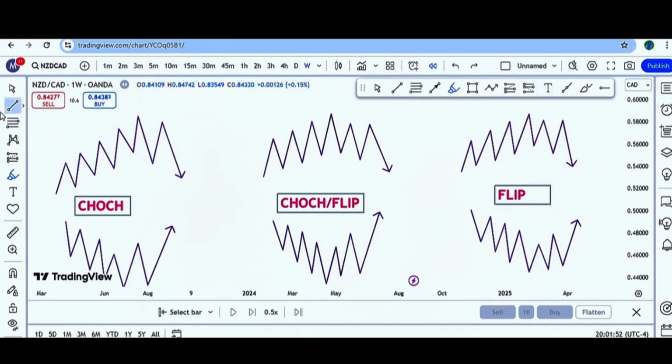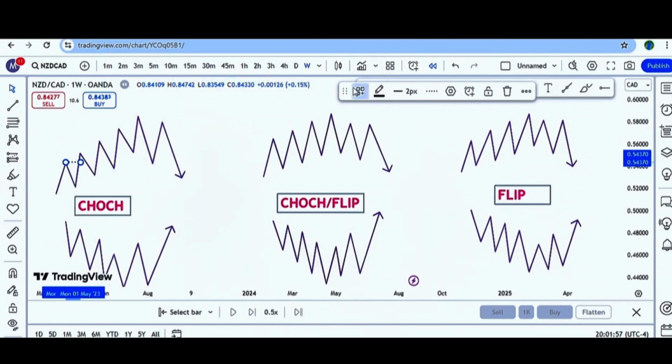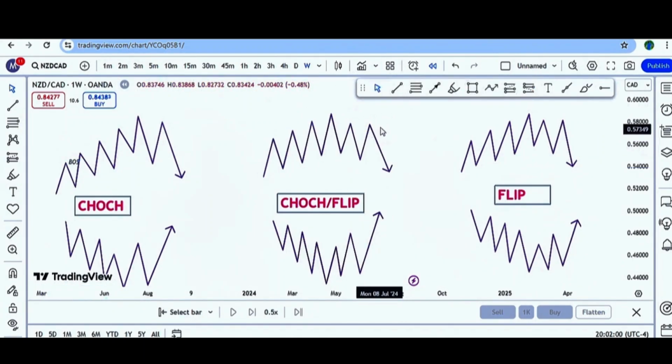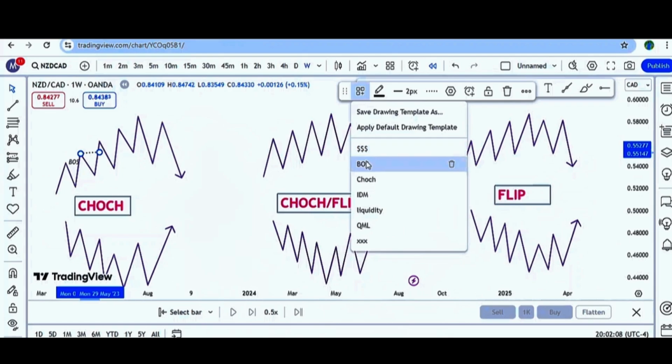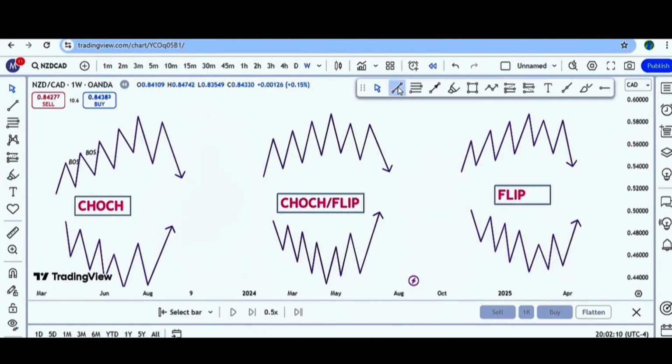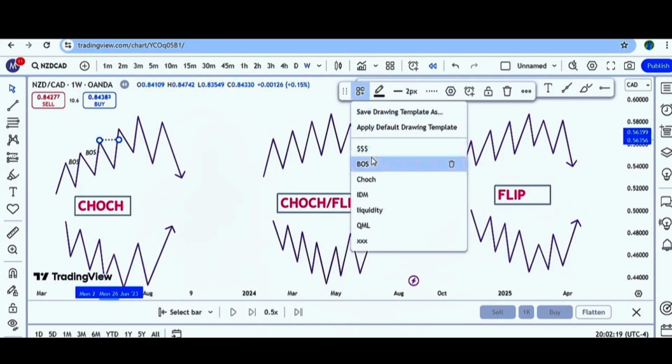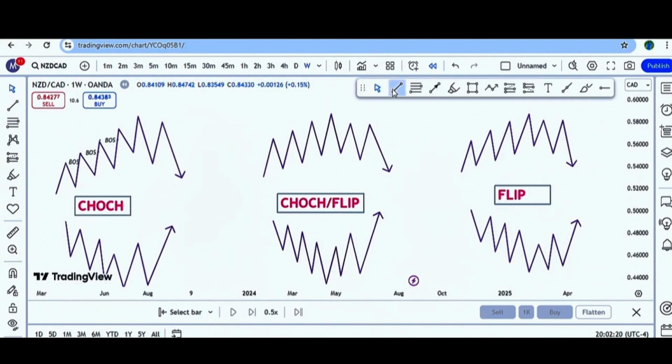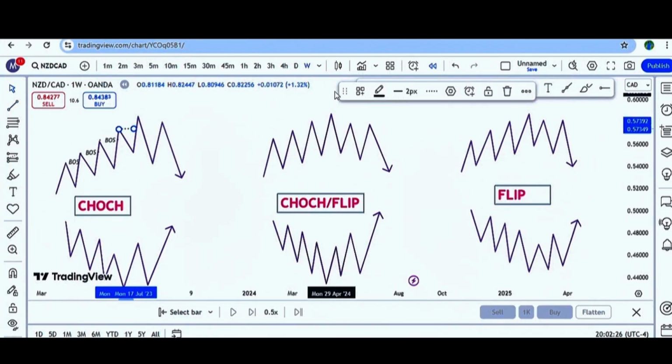You can see price broke the structure to the upside here. BOS, break of structure to the upside. We have another one, break of structure to the upside. BOS. And once again, we also have what? A break of structure to the upside. BOS, break of structure. And again, we have another one.